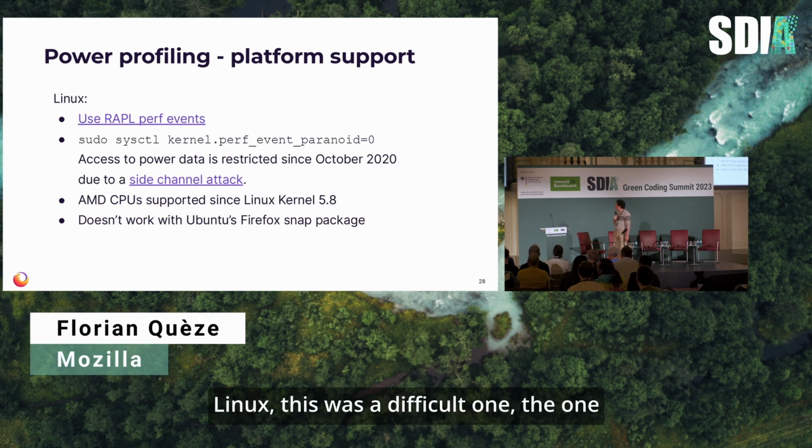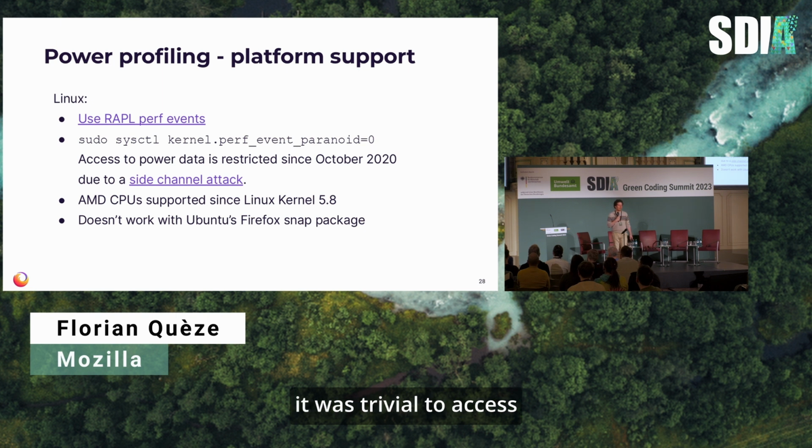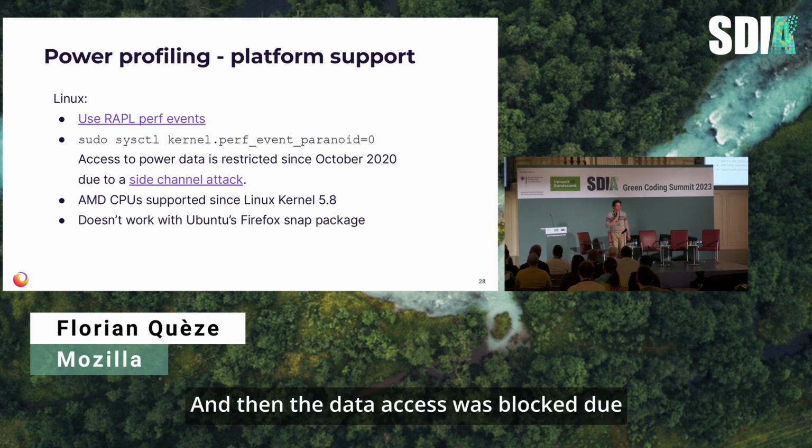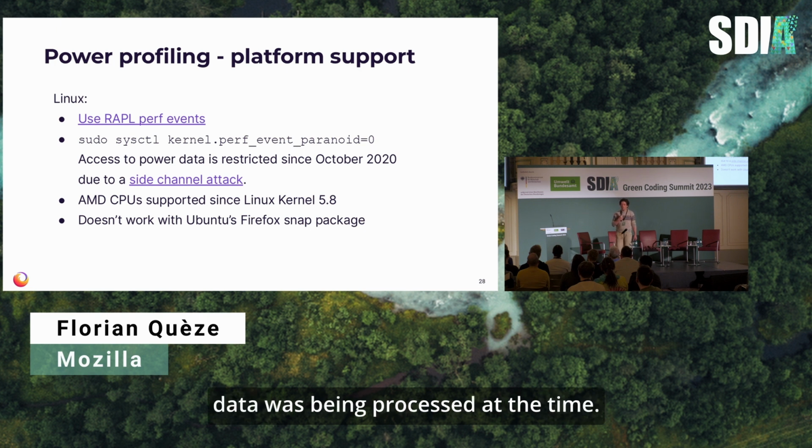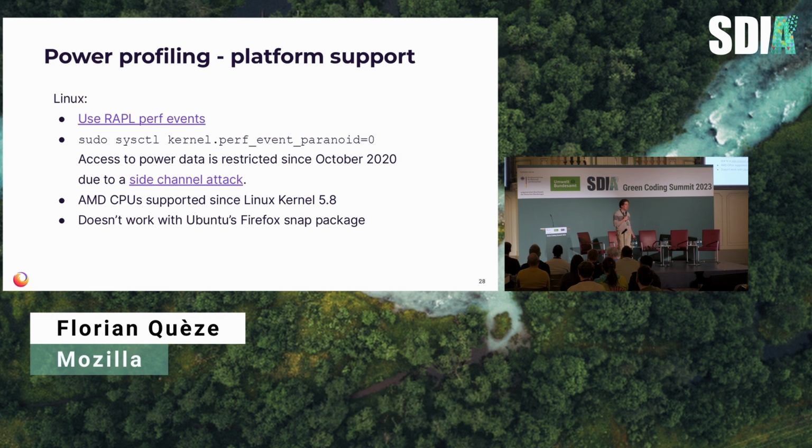Linux, this was a difficult one, the one we got last, because it was trivial to access the data until October 2020, and then the data access was blocked due to a side channel attack. And the problem there is if you look at how much power is being used, you can guess what data was being processed at the time. Problem there is there's no limit on how often you can access the data on Linux. Other platforms limit to once per millisecond, and if you request more, it will return the same data again. So they decided to restrict it, and you need to be root to access all of the data.